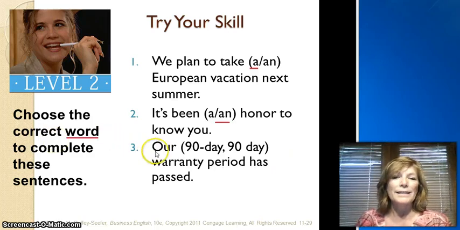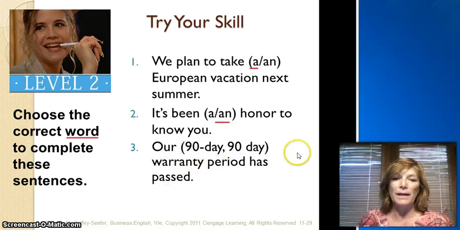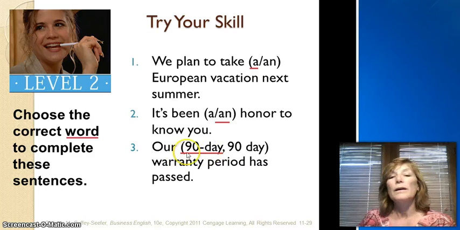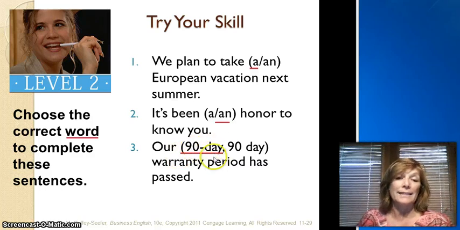Okay, our 90-day or 90 day warranty period has passed. Okay, this is modifying what? Warranty period. So we need to hyphenate it because it comes before the noun it modifies.